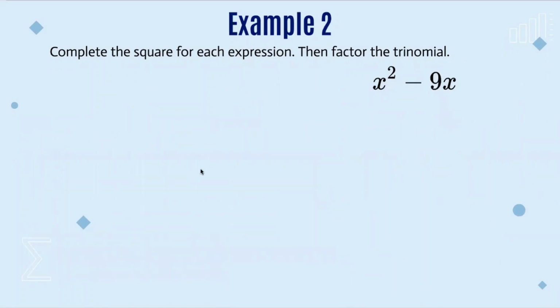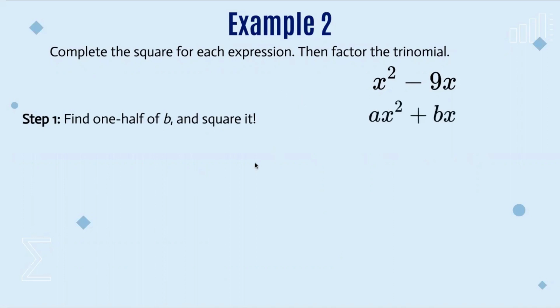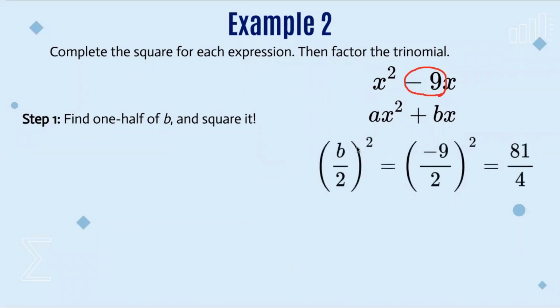For example 2, we're going to complete the square for this expression, then factor it. So you have x squared minus 9x. First thing I want to do is find 1/2 of b and square it. So I'm using the formula b over 2 squared. First, identify your b value. It's going to be negative 9. Again, make sure you pay attention to the signs in front of your values. So I would just substitute negative 9 for b. This would be negative 9 over 2 squared.